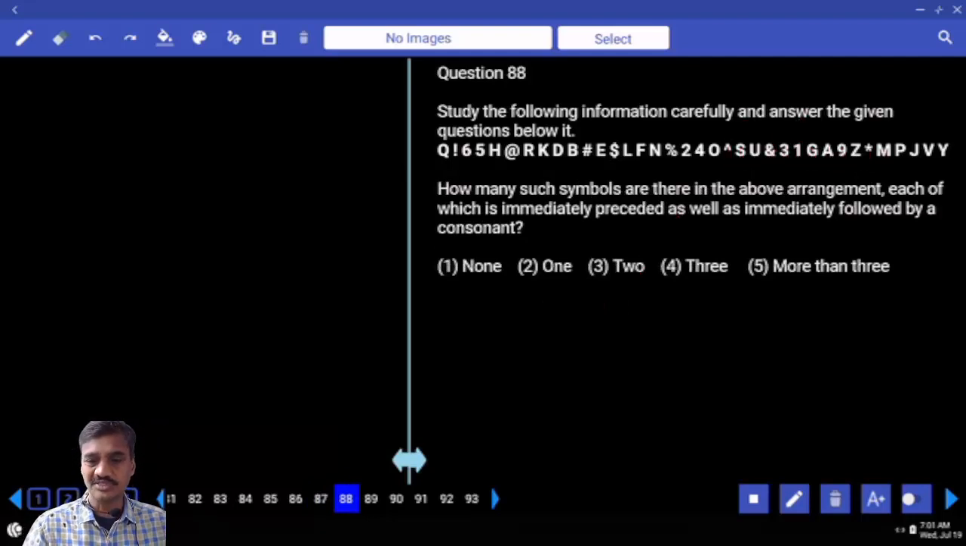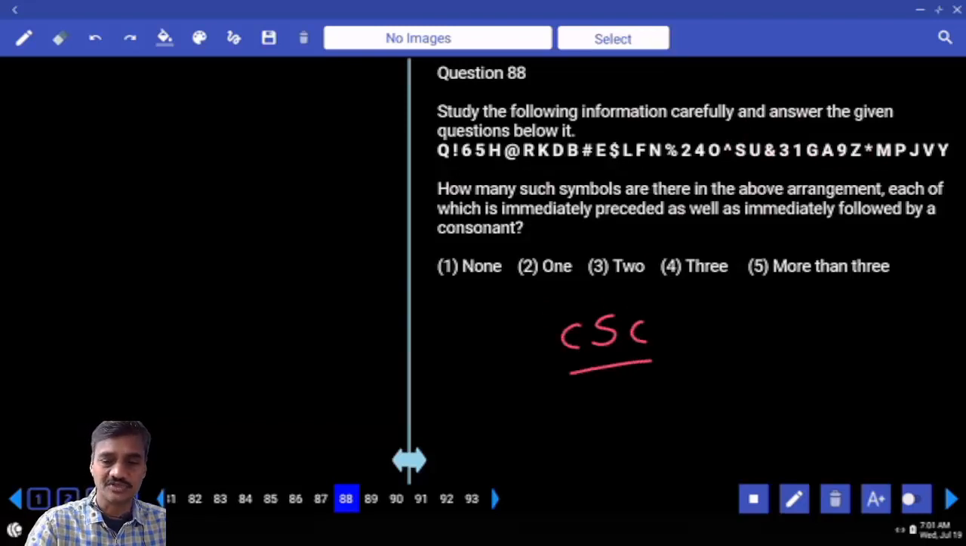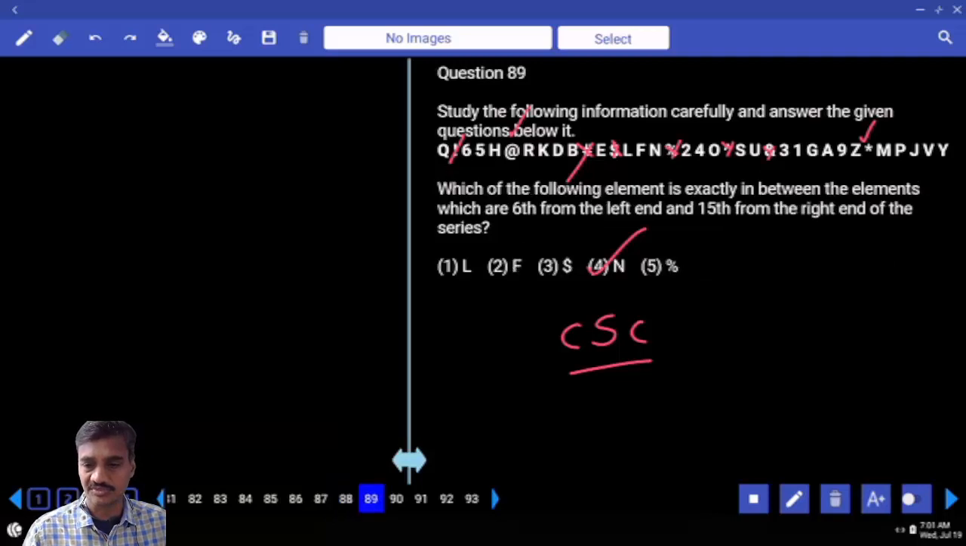And 88, how many symbols are there each of which is immediately preceded as well as followed by a consonant? Now directly let us focus on this symbol, it is preceded by a consonant but not followed by a consonant. Now this symbol is both preceded as well as followed by a consonant. Now this is not, and this is not, and this symbol is preceded by a vowel. Now this star is a symbol preceded as well as followed by a consonant. And how many are there of such type? 2. 2, that is choice 3, question number 88.